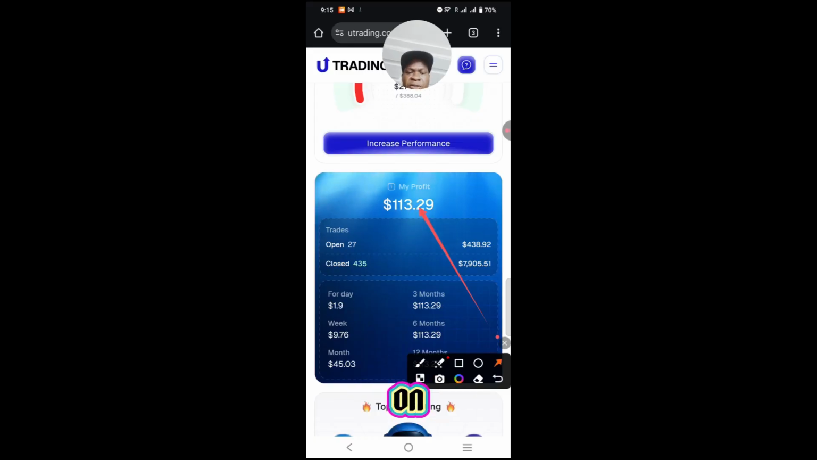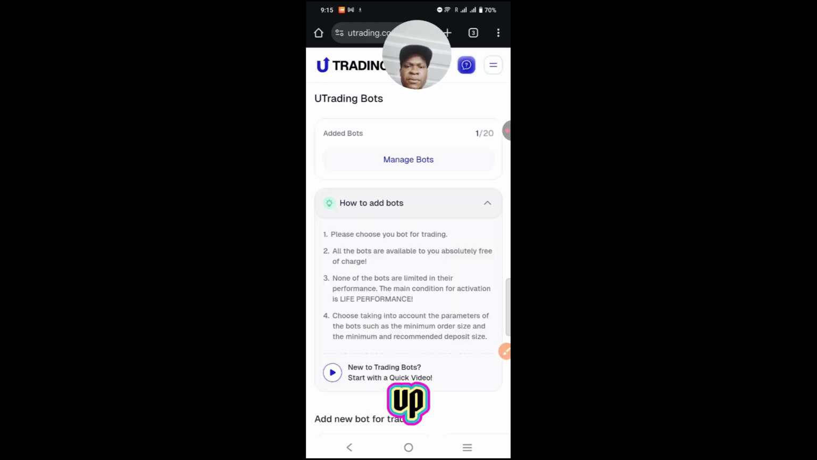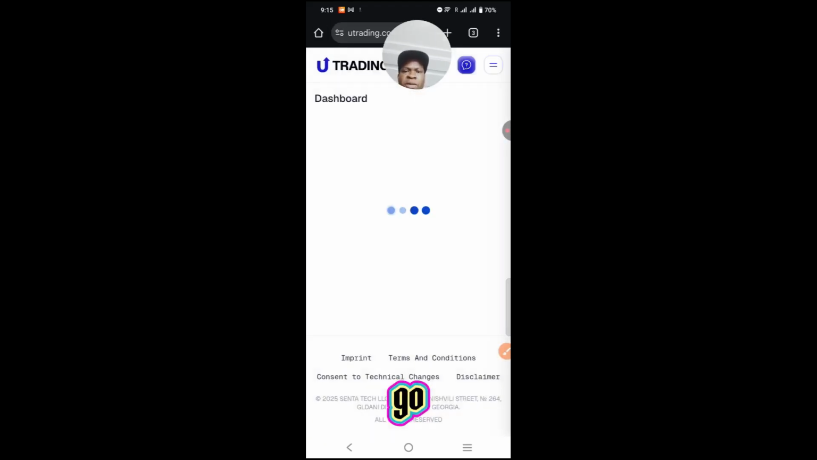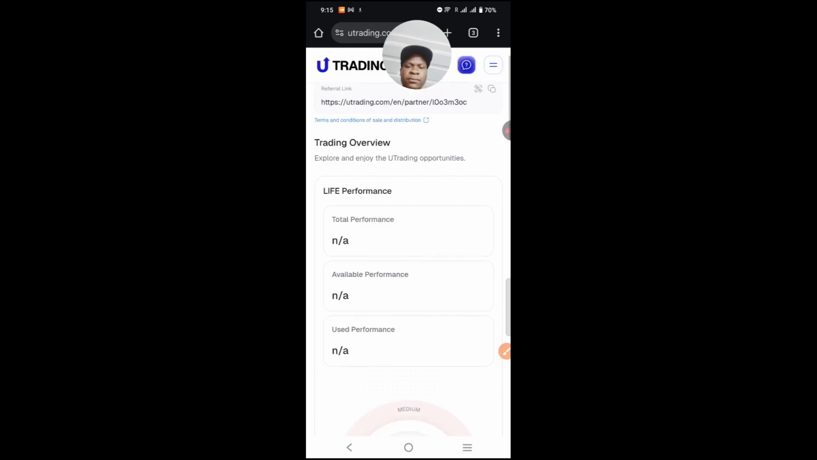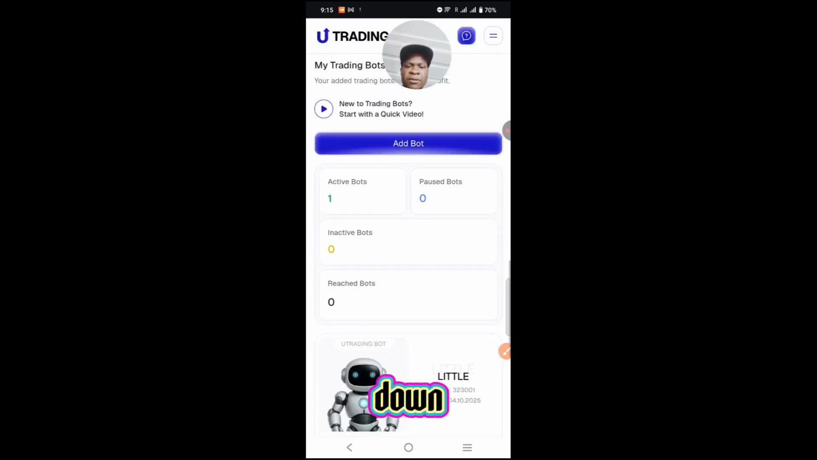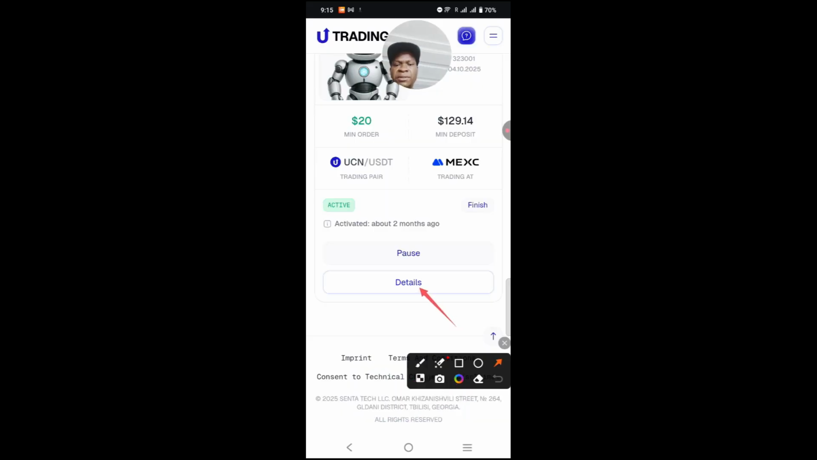Now that you have logged on to your account, the next thing is to let it load up. Oh, sorry about that. Let me quickly go back to the dashboard. All right, so I'm going to scroll down to where they wrote details. As you can see, where there is details, I'm going to click on it.